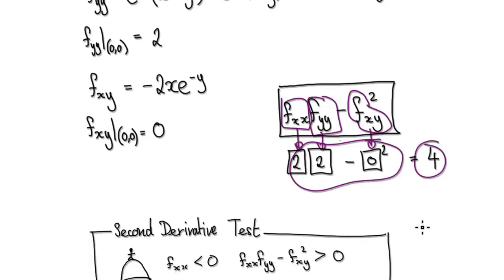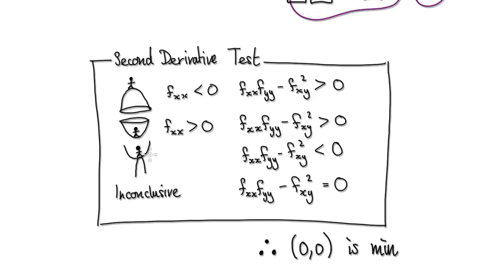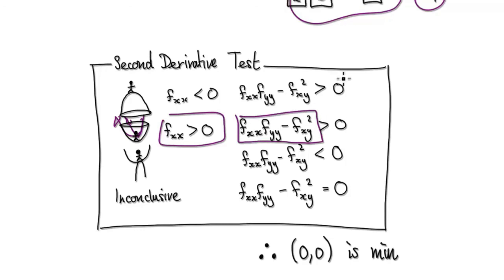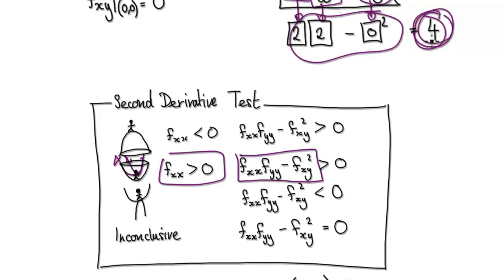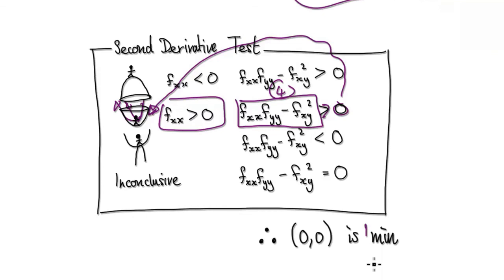So looking at the second derivative test, we suspect that everything is concaving upwards. So we suspect we're at a local min, and then we have to confirm this by looking at this quantity. Well, we worked it out to be the number 4. This number 4 is bigger than 0. So now we can definitely confirm that we are at a min. So we can conclude that 0, 0 is a min.